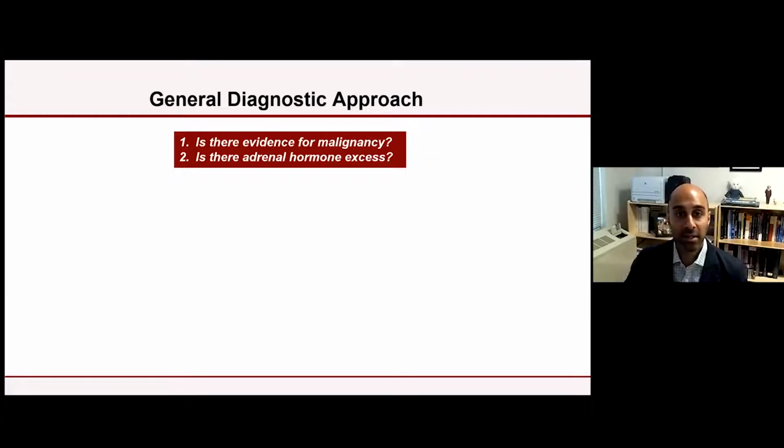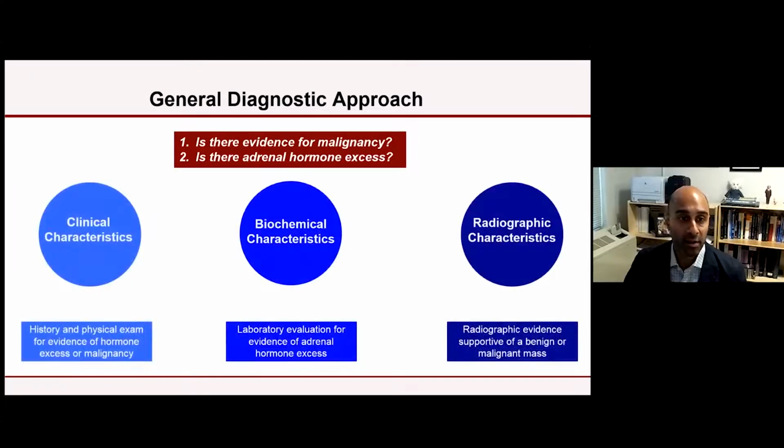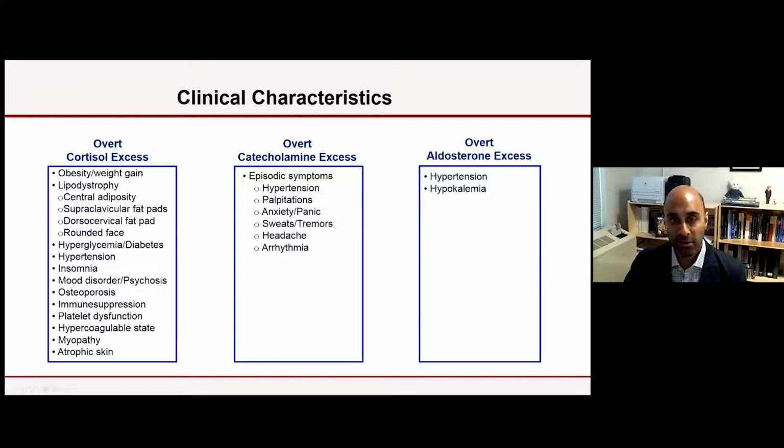So the general diagnostic approach as a clinician is: is there any evidence for malignancy? Is there any evidence for adrenal hormone excess? And the approach involves evaluating each of these through the clinical, biochemical, and radiographic lens. So this is how you do it. First, you look at the patient and you say, do they have any clinical characteristics of malignancy, but also of adrenal hormone excess? Meaning, do they have any signs of Cushing's syndrome? Do they have any signs of pheochromocytoma? Do they have any signs of hyperaldosteronism? And I'm not going to go through each of these because I think most people know what these syndromes cause.